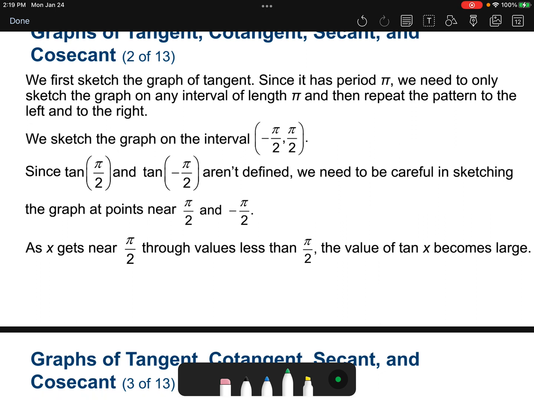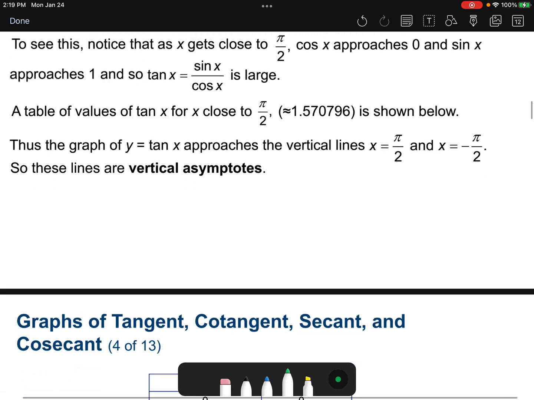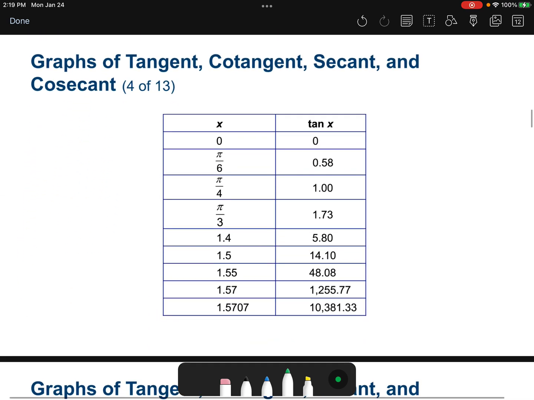Okay. The first thing we're going to look at is tangent on the interval negative pi over 2 to positive pi over 2. When we start making a graph of this, the first thing we would do if we were going to physically do it is make a table of values and use our calculator. The tangent of pi over 6 is radical 3 over 3, which is about 0.58. Tangent of pi over 4 is 1. Tangent of 0 is 0. Tangent of pi over 3 is radical 3, which is 1.73.